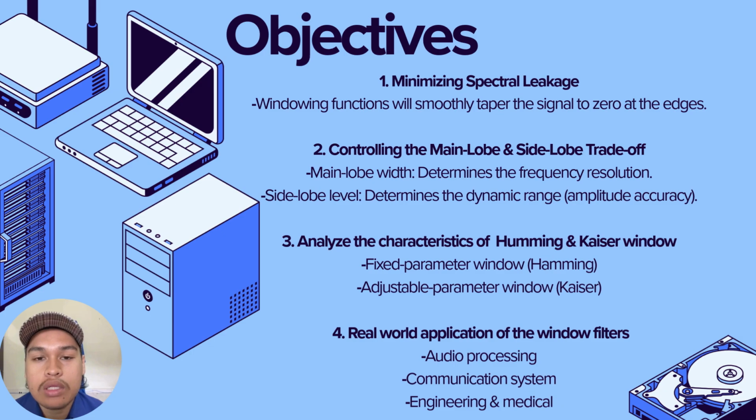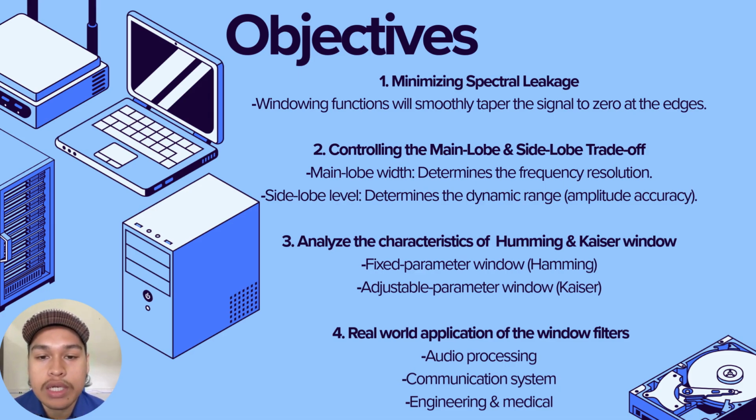So in engineering, you rarely get both perfectly. So if you narrow the main lobe to get better resolution, your side lobe often grow, potentially hiding a smaller signal. So finding the right balance for your specific data is the key.